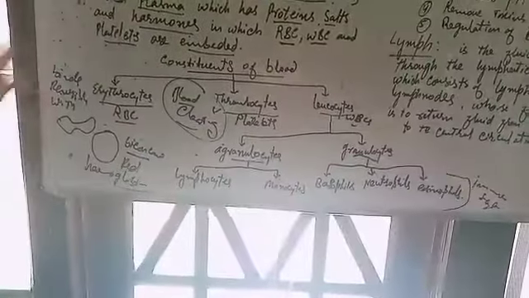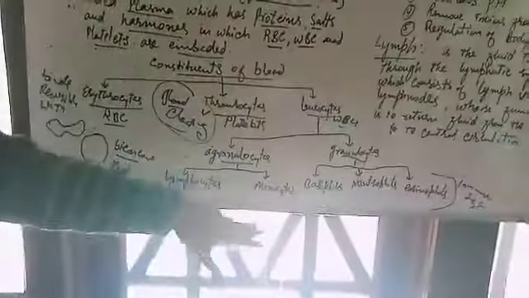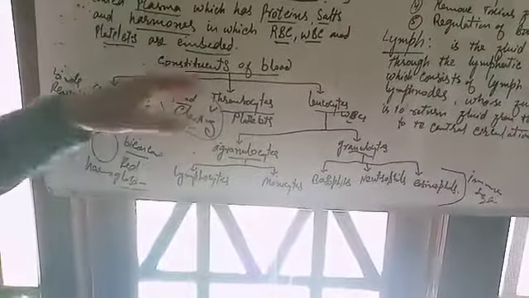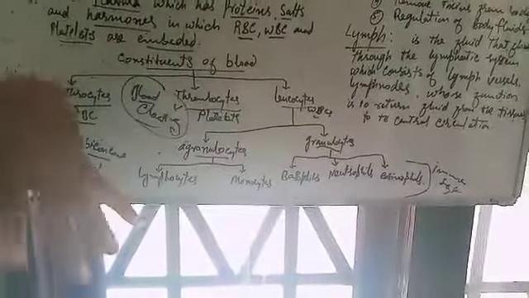You can get into the details of lymphocytes, monocytes, basophils, neutrophils, and eosinophils by yourself. Now, what are the functions of the blood, along with all these types of cells and plasma? Number one, transport of oxygen. The main function of the blood is that it transports oxygen and carbon dioxide inside our body.